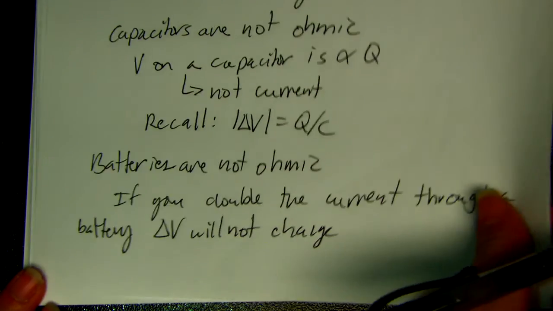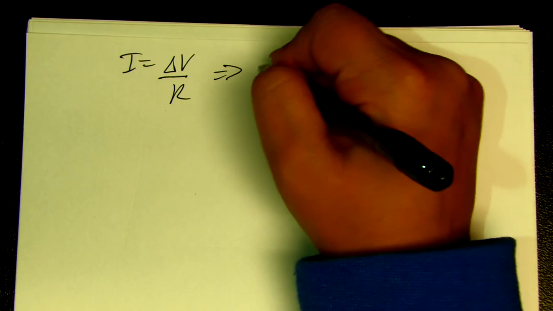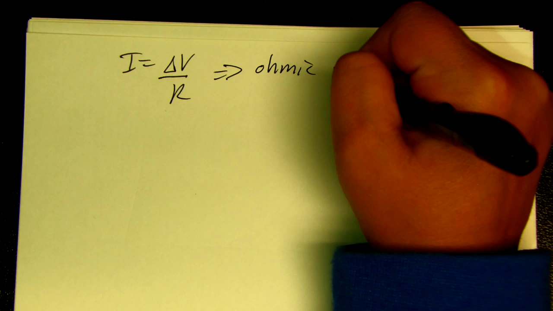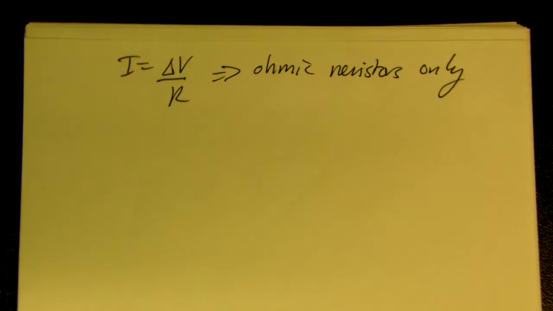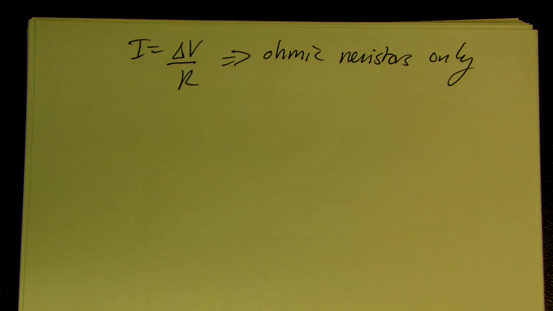So of course, the takeaway, if you're going to use I is equal to delta V over R, you better have an ohmic resistor. This does not work for all circuits. So that's what I mean by it's not a fundamental principle.